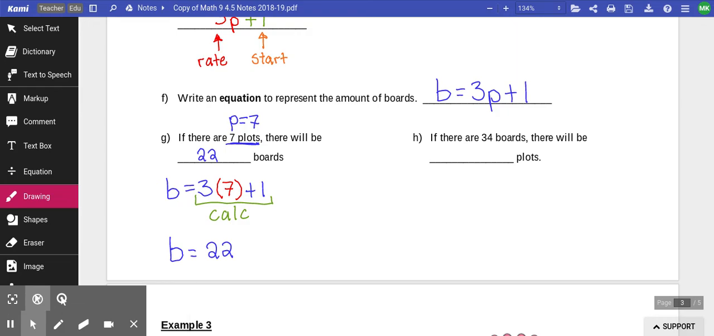All right, that's the mathematical process of doing it. If it's a written response question, that's what I want to see. I want to see the substitution, then calculate it. The other one's harder because it gives you the dependent variable.